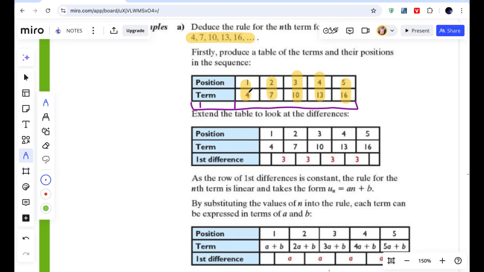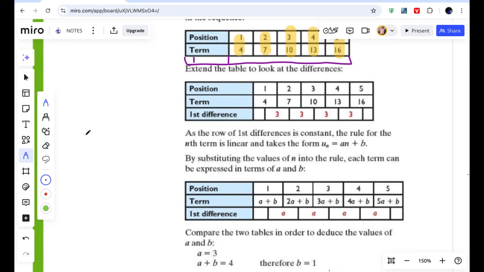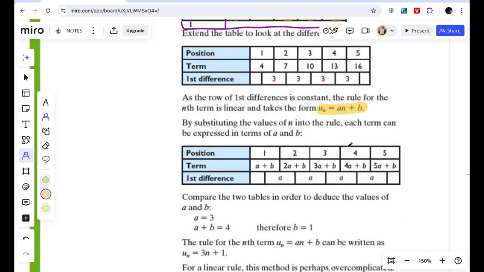You say 7 minus 4, you get 3. 10 minus 7, you get 3. 13 minus 10, you get 3. 16 minus 13, you get 3. So the difference is all the same, so it's a linear sequence. This is not a cubic sequence. So if it's a linear sequence, remember the function, the nth term will be what? An plus b. This will be the nth term of the sequence.